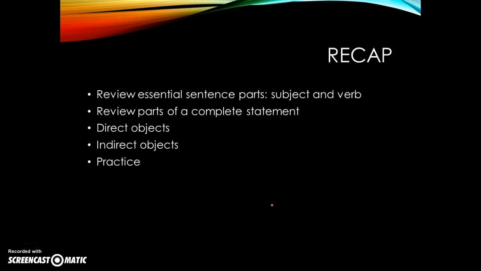Just to recap, we went over the essential sentence parts of subject and verb. We reviewed parts of a complete statement. We looked at direct and indirect objects, and then we closed off with a little practice.